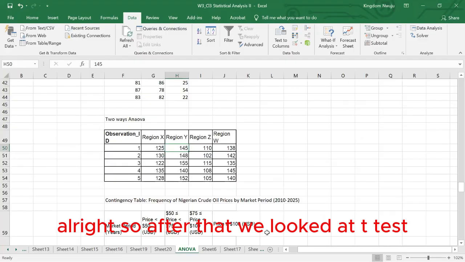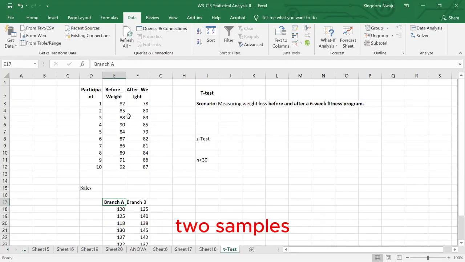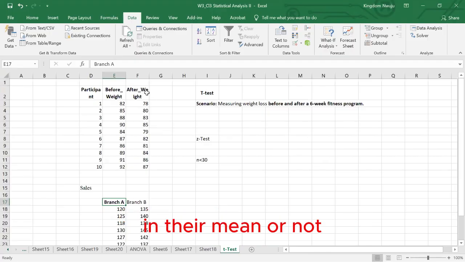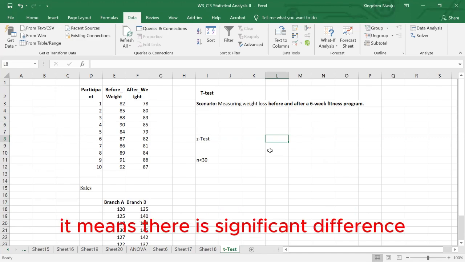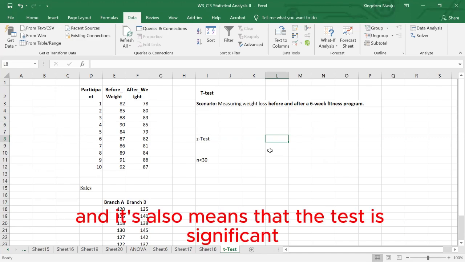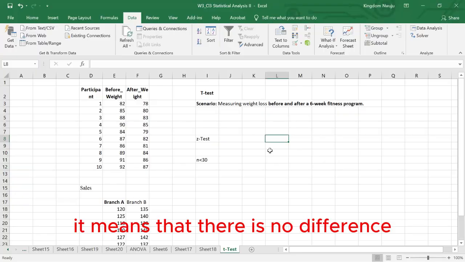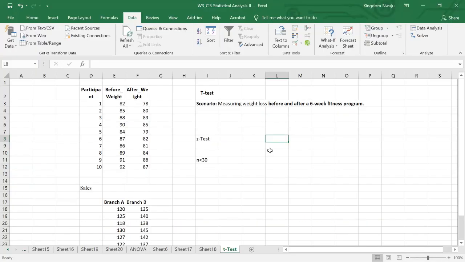All right. So after that, we looked at t-test. Of course, the t-test compares just two samples to find out if there's significant difference in their mean or not. Remember, we said if the p-value is less than 0.05, it means there is significant difference. And it also means that the test is significant. And if the p-value is greater than 0.05, it means that there is no difference and the test is not significant.